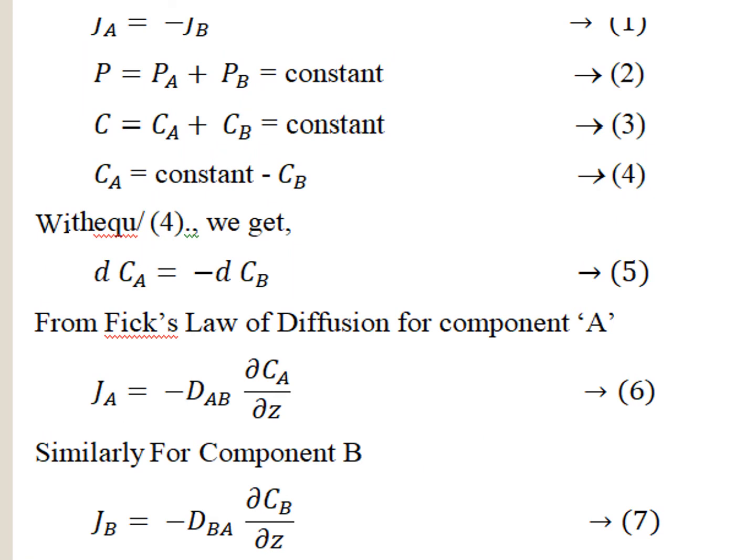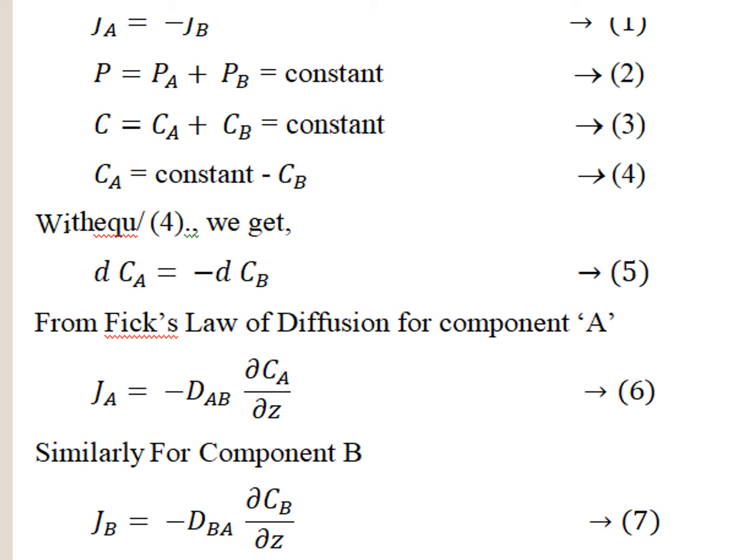JA is equal to minus JB. This is the first expression. What are JA and JB? These are called molar flux. So why is JA positive and why is JB negative? One is the forward direction, A towards B, but B towards A is the backward direction. So that's why we take JA is equal to minus JB.